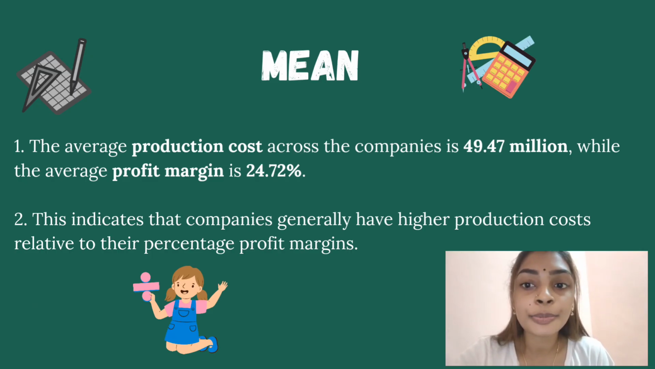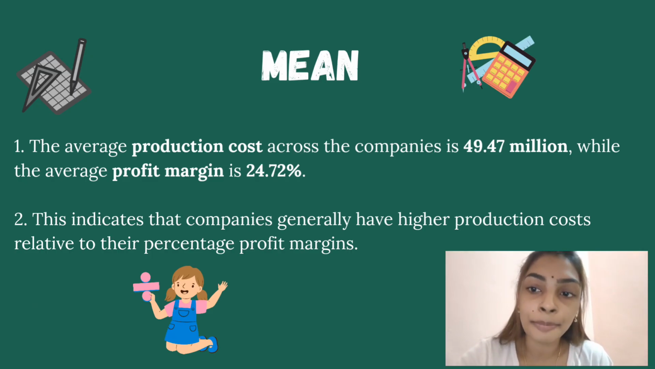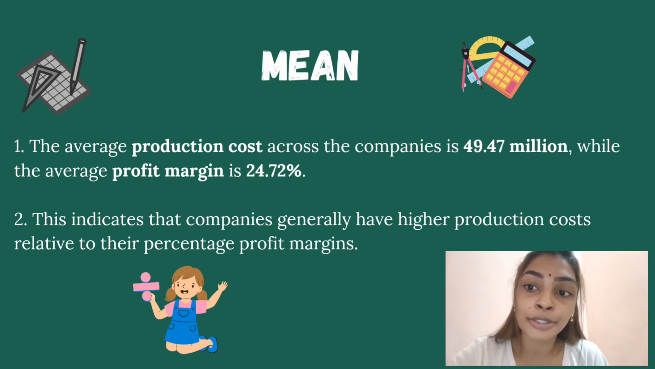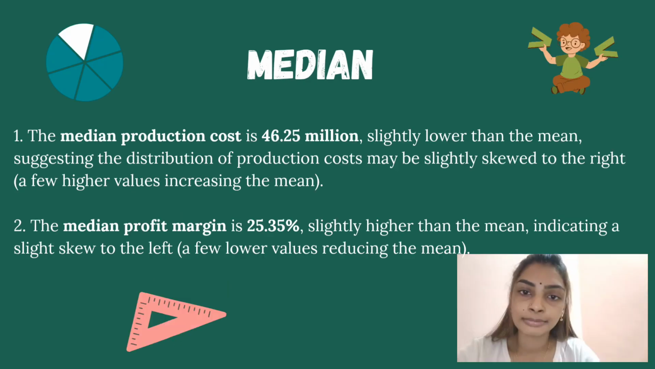Mean: the average production cost across the companies is 49.47 million, while the average profit margin is 24.72% only. This indicates that companies generally have higher production costs relative to their percentage profit margins.